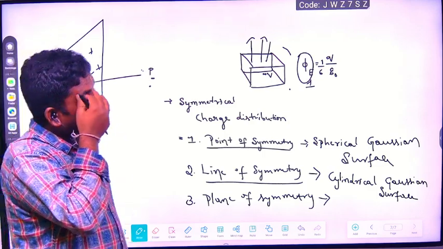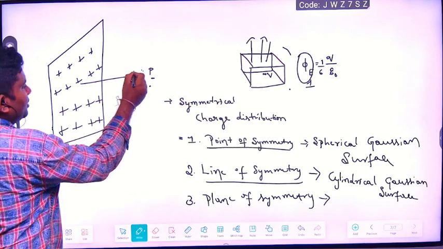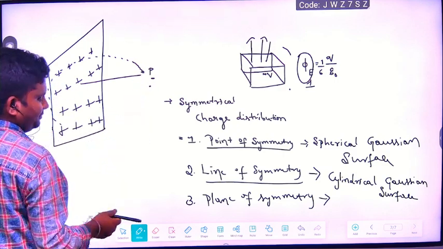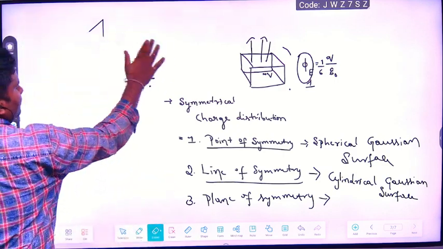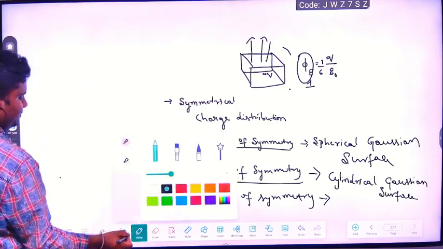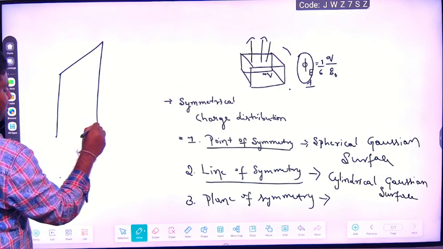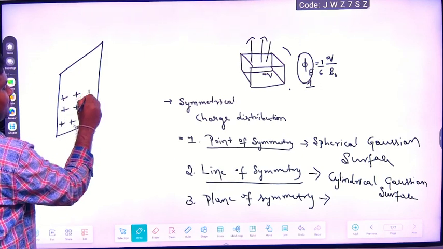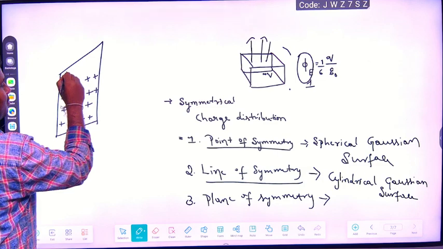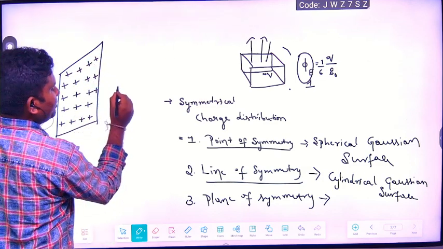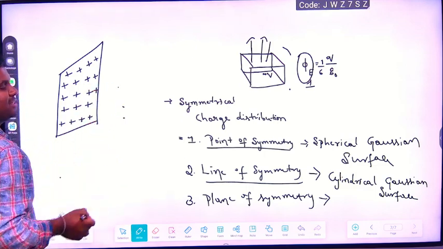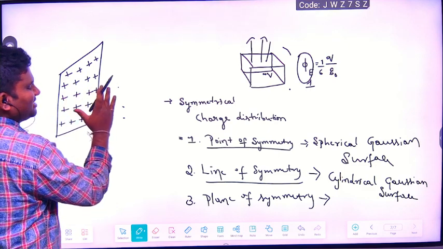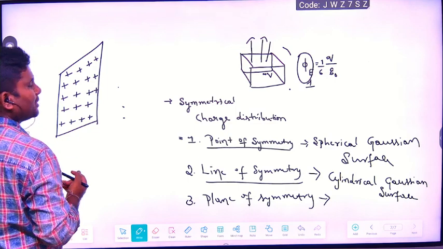If I use, for example, a spherical surface, with this point P here, I will draw a spherical body. For example, I have an infinite plane where charges are there everywhere. Now this is the point P. We need to find the total electric field or flux passing through that point. The maximum charges will give electric field lines through that point, right? Now, how much flux will it move?